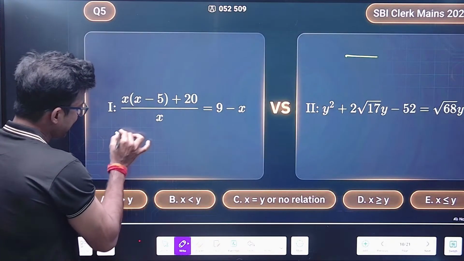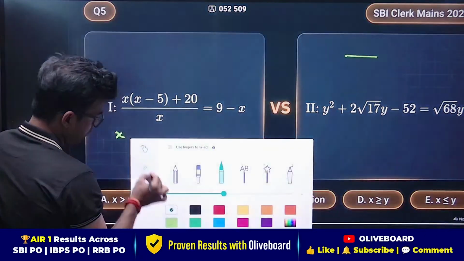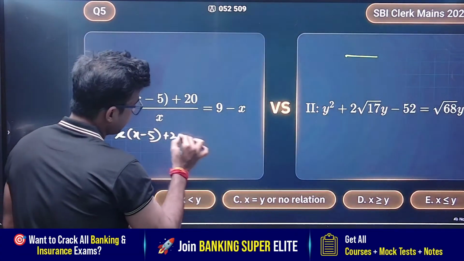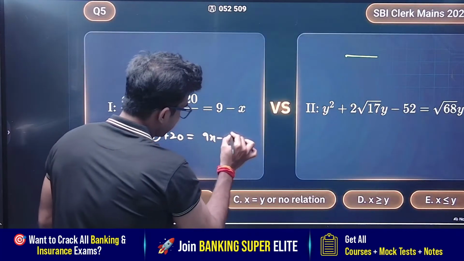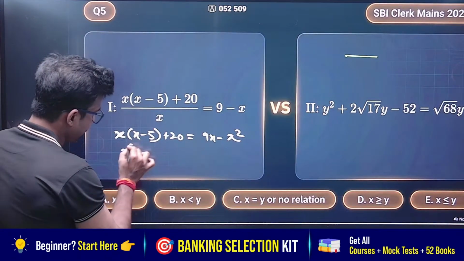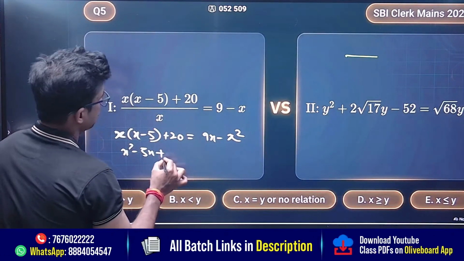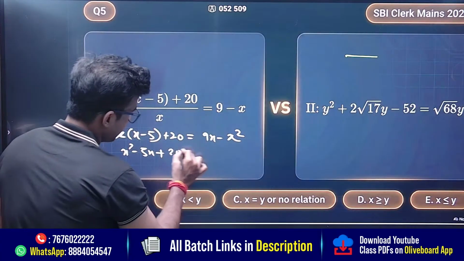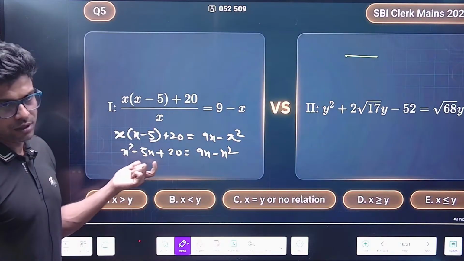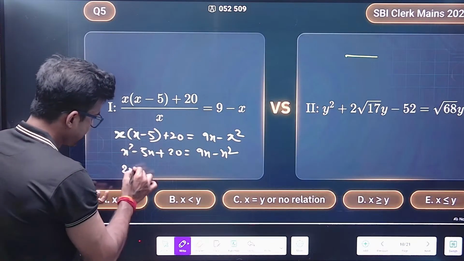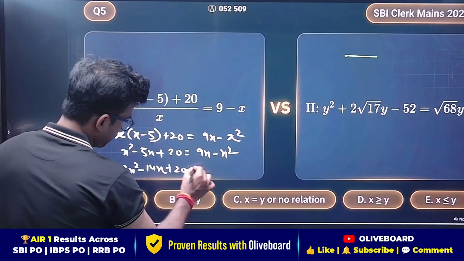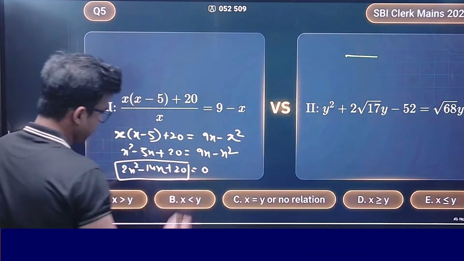So, x multiplied by x minus 5 plus 20 would be equal to 9x minus x square, correct? Now this is basically x square minus 5x plus 20 is equal to 9x minus x square. So this is x square plus x square, which gives you 2x square minus 14x plus 20 is equal to 0. So this is the quadratic equation which we need to solve.